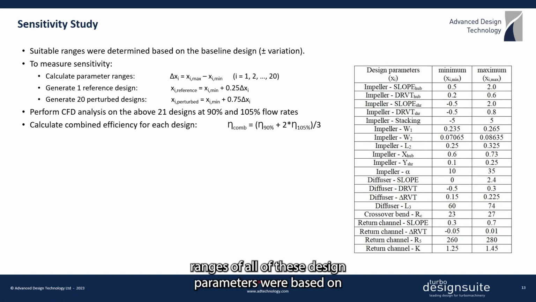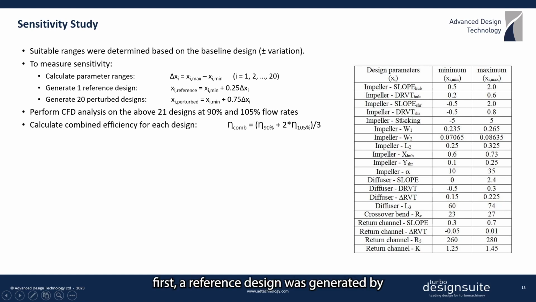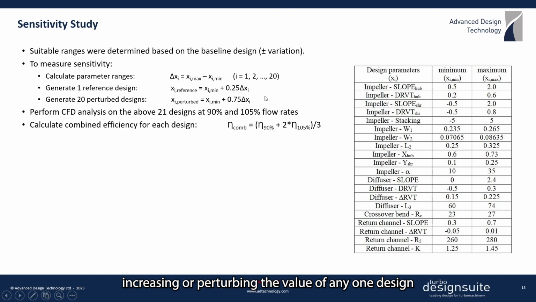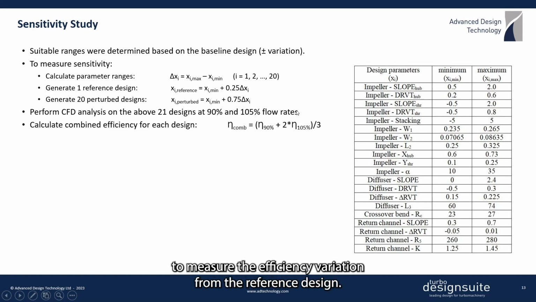Now, the initial ranges of all these design parameters were based on the baseline design values plus minus variation as shown here. And then to measure the sensitivity, first a reference design was generated by setting the value of all the design parameters to 25% of the range. After this, 20 designs were generated by systematically increasing or perturbing the value of any one design variable by 50% of the range. Then CFD was run for these 21 designs at 90 and 105% flow rates to measure the efficiency variation from the reference design.